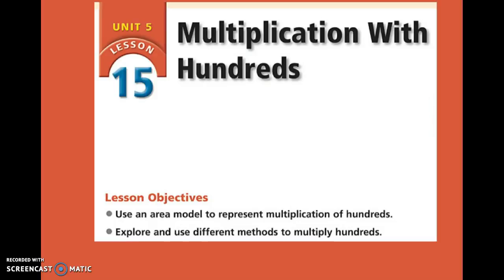All right, this is Mrs. Naslin, and today we'll be doing Unit 5, Lesson 15, Multiplication with Hundreds. Our learning targets for today are, I can use an area model to represent multiplication of hundreds, and I can explore and use different methods to multiply hundreds.